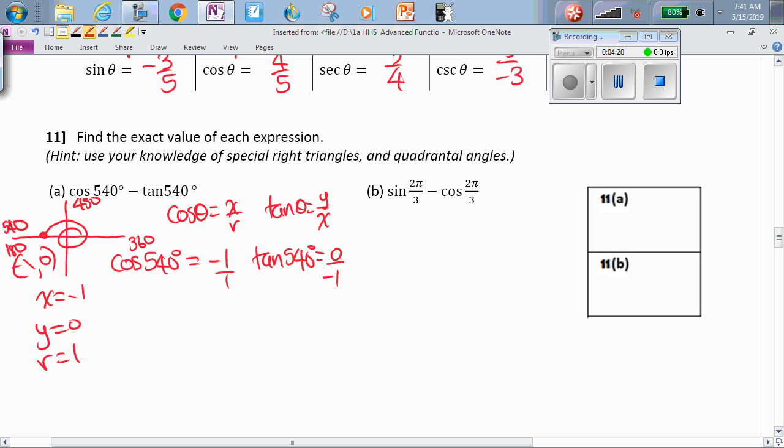Don't care about the negative 1. So look at the calculation here. We're doing, excuse me, negative 1 minus 0, which just gives us negative 1. Okay, next one. This is going to be 2 pi over 3.